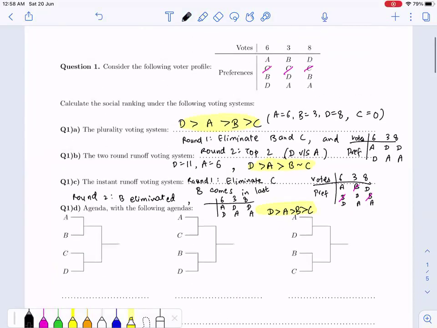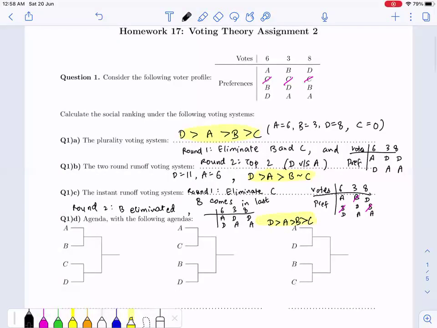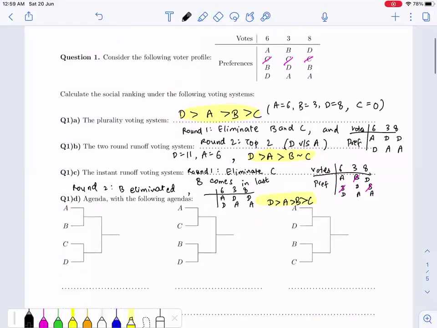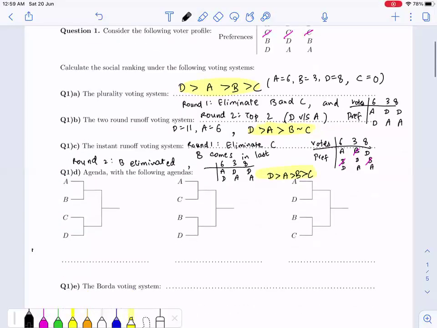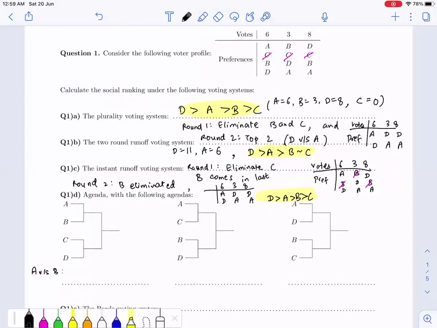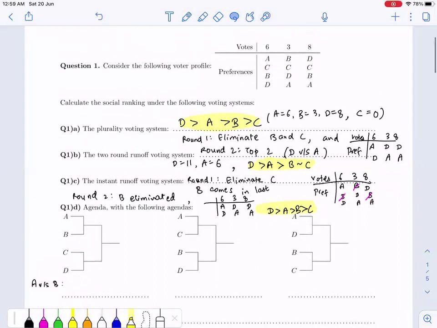Okay, so finally, let's do the agenda voting system. So the agenda here is you do A versus B first, then you do C versus D. Then the winners from this first round move on to the final round, and they go for a head-to-head match. Okay, so to compare A and B, let's do A versus B. Eliminate everything else and just look at those.